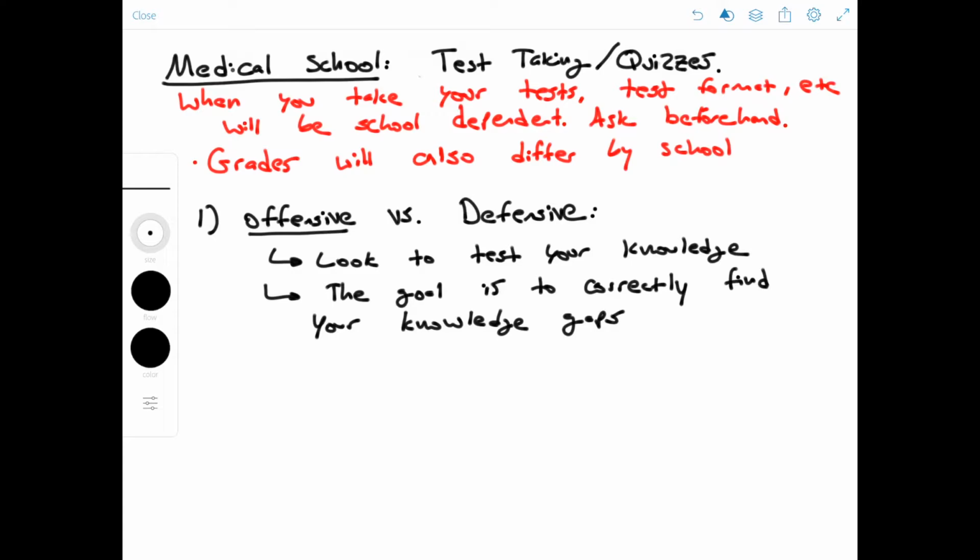In general, when you're thinking about a standardized question in terms of a multiple choice format, there are two main strategies going into it. There's the offensive and the defensive, and both of them have their uses. But in terms of medical school and testing your knowledge, the offensive strategy is going to be more useful for you.